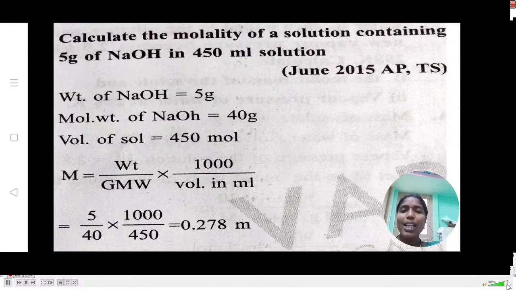So we are calculating here the molarity. The formula of the molarity is weight by gram molecular weight into 1000 by volume in ml. So here the weight of the sodium hydroxide is 5 by molecular weight of sodium hydroxide is 40 into 1000 by volume in ml, that means 450 ml. Calculating, we get 0.278 molar. So this is the problem.